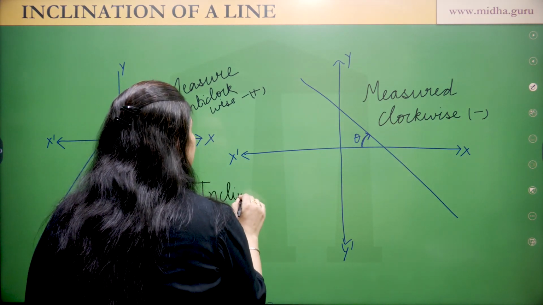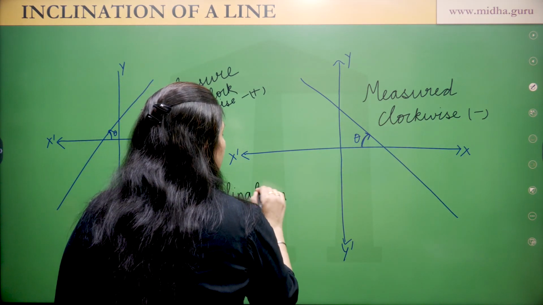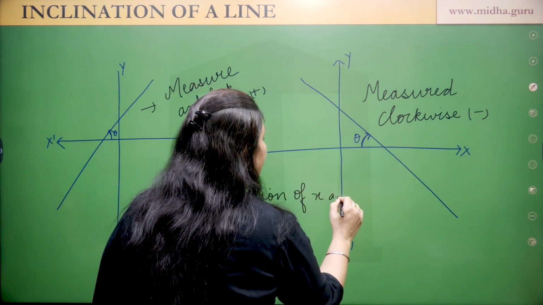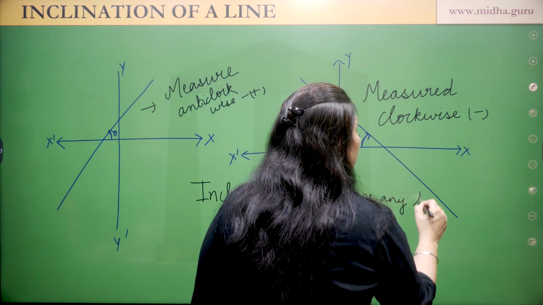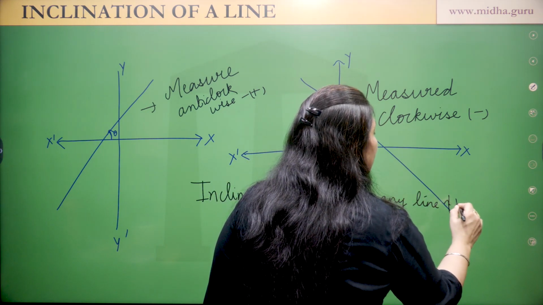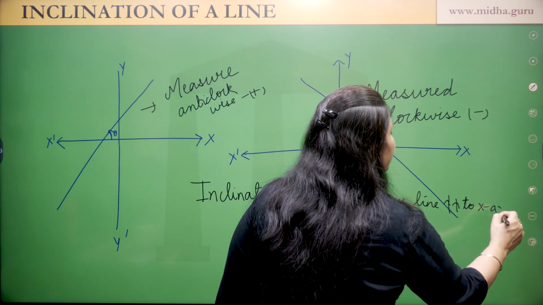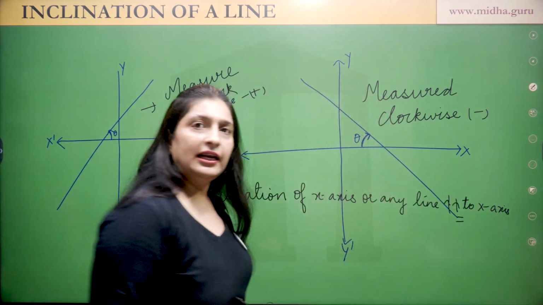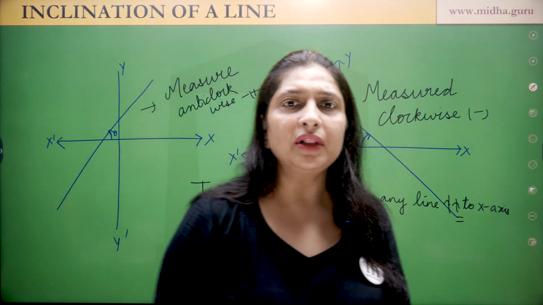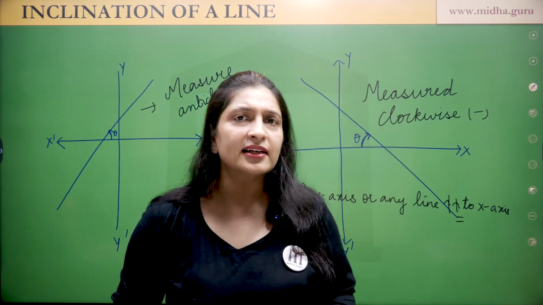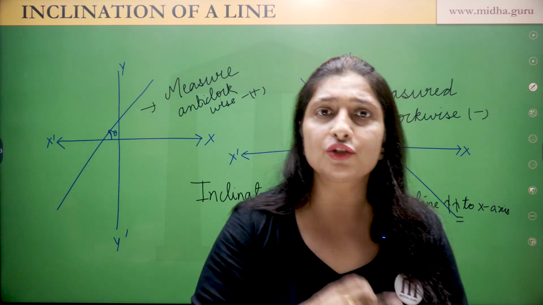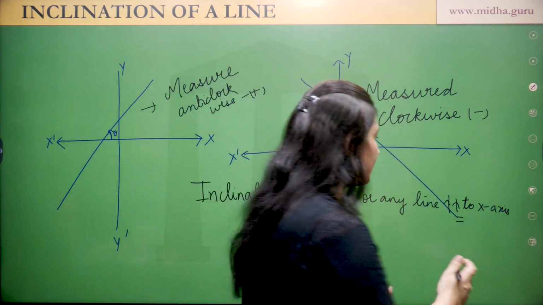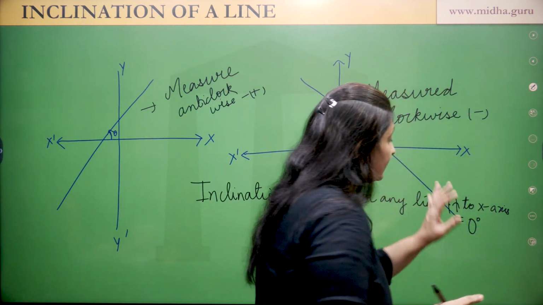What is the inclination of the x-axis, or any line parallel to the x-axis? Inclination is the angle which that line is making with the x-axis. I'm asking the inclination for the x-axis. That means what angle is the x-axis making with the x-axis? So it will be 0 degree. So the inclination of the x-axis is 0 degree.